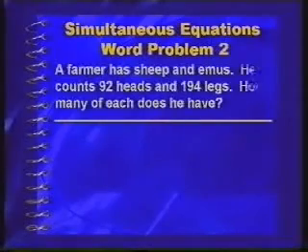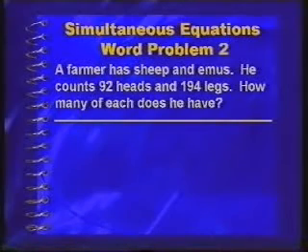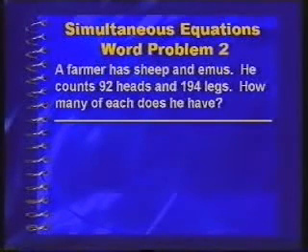I'll just show you how difficult it sometimes is to come up with these equations. The solving is probably the easiest part. Example 2. Here we've got a farmer. He has sheep and emus. He counts 92 heads and 194 legs. How many of each does he have?